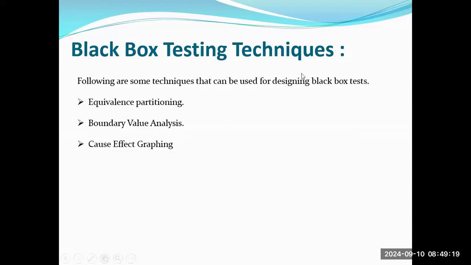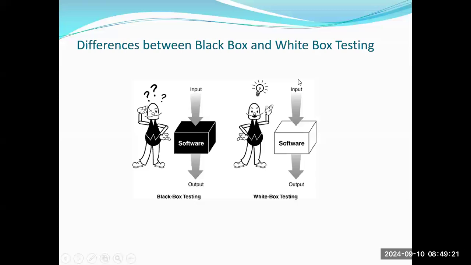The next thing is: what is the difference between black box testing and white box testing? If you observe this diagram, the developer knows his logic and his code, so you always think he knows his output. Because I am writing the code, I know what the expected output is. But the testing team has a lot of questions: is it correct or not?